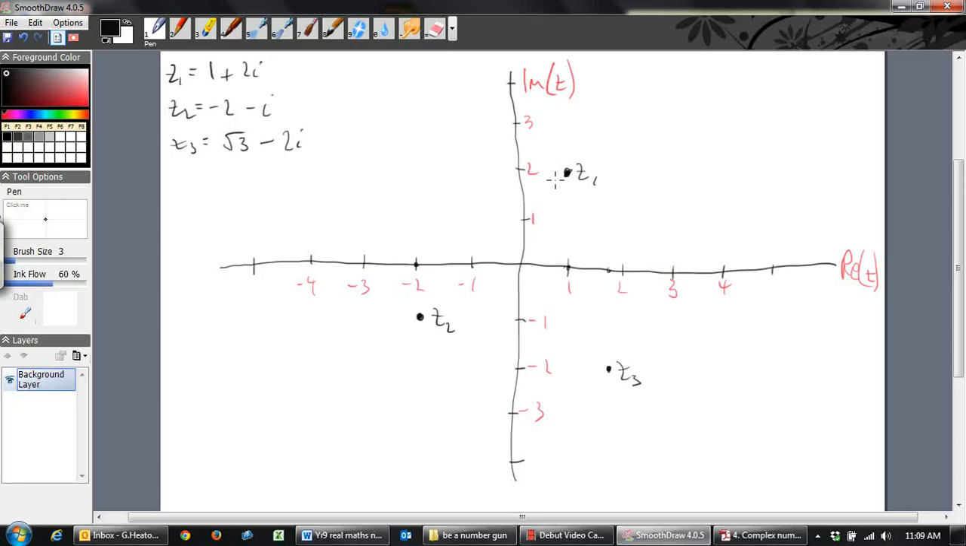Great, and we talked about in a previous video the modulus, and the modulus is actually the distance from the origin of any point. So that distance there is the modulus of Z.